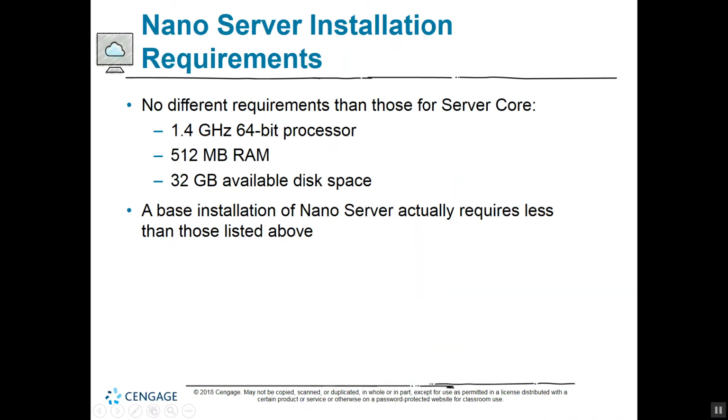The requirements are no different for Server Core than for a Nano Server. You need a 1.4 gigahertz 64-bit processor, 512 megabytes of RAM, and 32 gigabytes of available disk space. That's all minimum. A base installation of Nano Server actually requires less than those listed above.